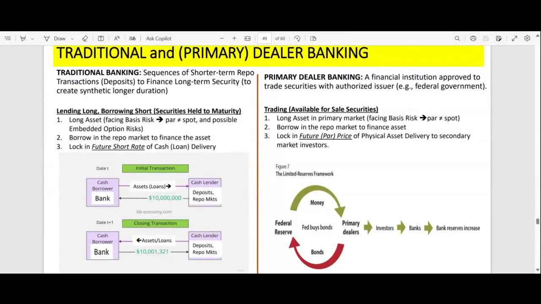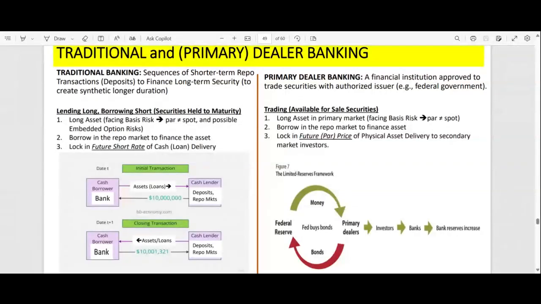Okay, Will, go for it. I'm sorry, could you explain this second part right here? The trading, this second half of the slide. Oh, the available for sale securities. Yeah, all right. What is happening here in this little graphic? Like what's going on?